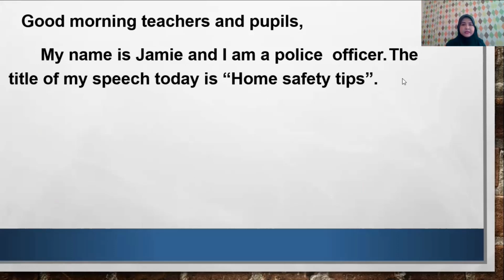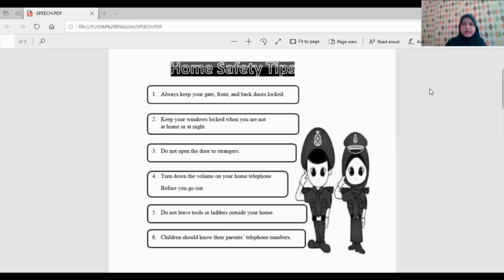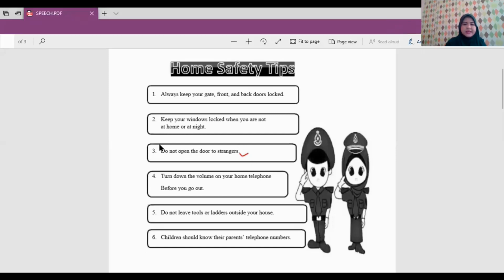So I'm going to proceed to my second paragraph, which is 3 plus 2. Look at my first sentence in my second paragraph. Firstly, do not open the door to strangers. If we look at the question again, actually I am taking this third point, do not open the door to strangers, into my first point in my speech. So that is what I meant by point from the question. Isi daripada soalan.